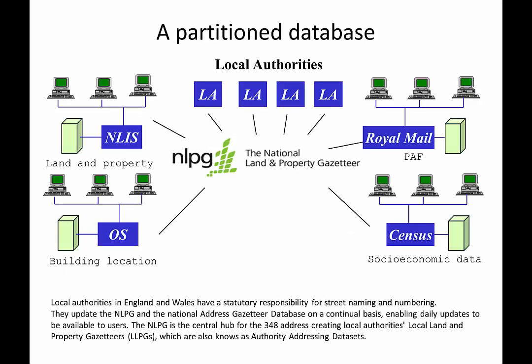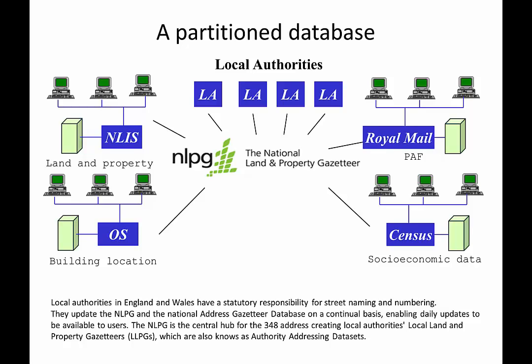So here is an example of a partitioned database. This is the National Land and Property Gazetteer for the UK. Basically, it's a database of UK addresses. Who issues addresses? Well, the post office maintains the postal address file, which is a list of addresses to which it delivers mail, but who creates an address in the first place? Well, local authorities create those addresses.